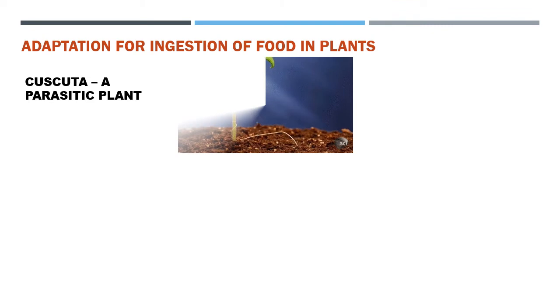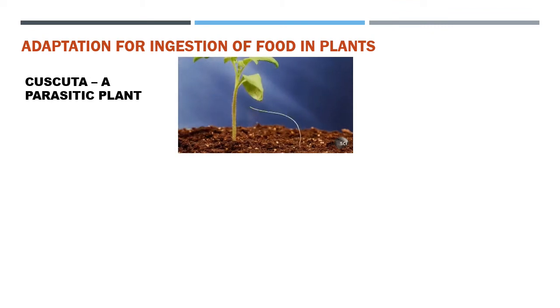This plant consists of a yellow wire-like stem, and it is a leafless plant which cannot perform photosynthesis. And it has haustorial, or you can say sucking, roots for absorbing nutrients from the host plant.